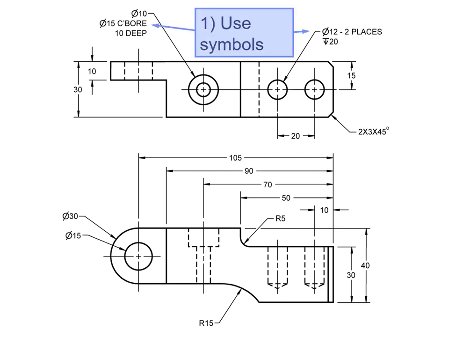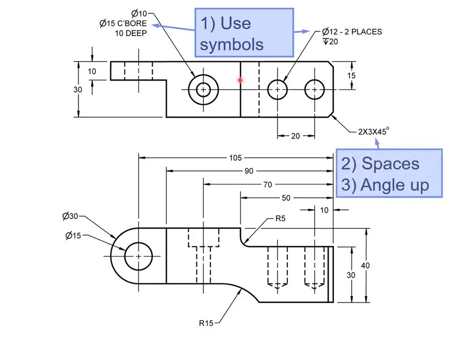And yes, we need to replace words with symbols. Again, counterbore, depth, places: we're going to represent them with symbols and shorten them, and it'll take up less room. Okay, we forgot the spaces between the 3 and the X and the 45, telling us 3 by 45, which is a chamfer. And it's better if we angle up the leader, place it up here, pointing downward.